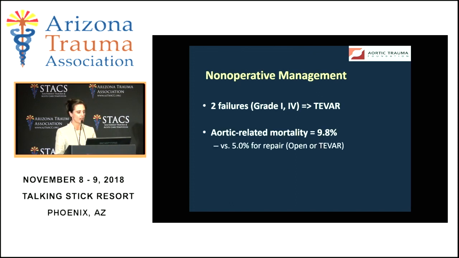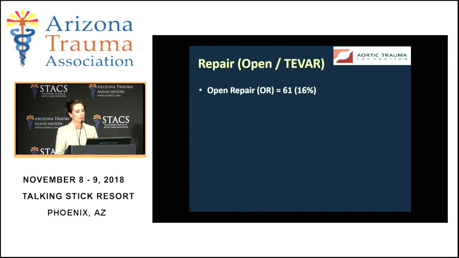They both underwent TVAR. For the repair, open versus TVAR, 16% had open and 51% had TVAR. So that's, again, just demonstrating the huge adoption of endovascular technology for this treatment. And up to today, we would say that the TVAR is essentially the standard of care for blunt thoracic aortic injury if the lesion is amenable to endovascular treatment.